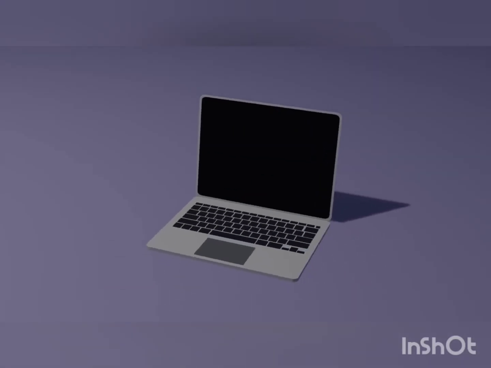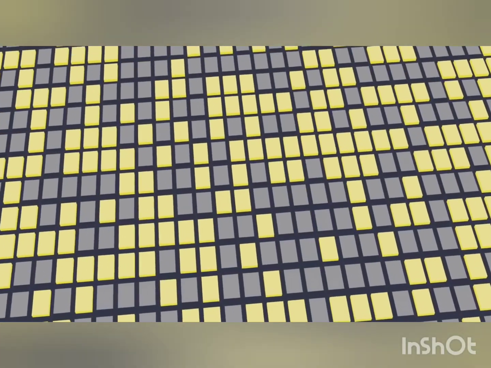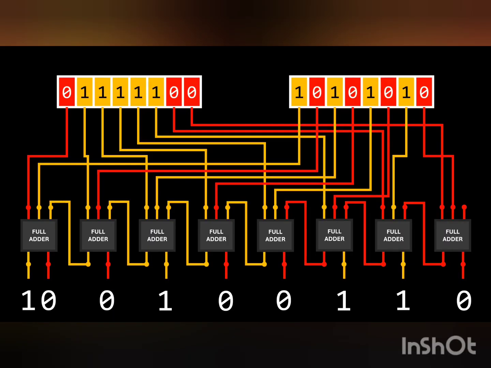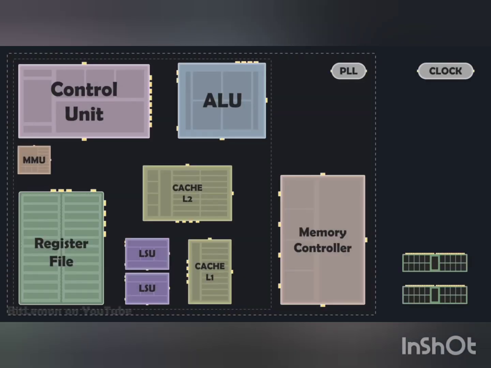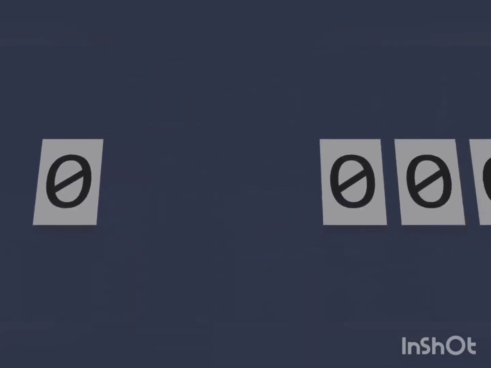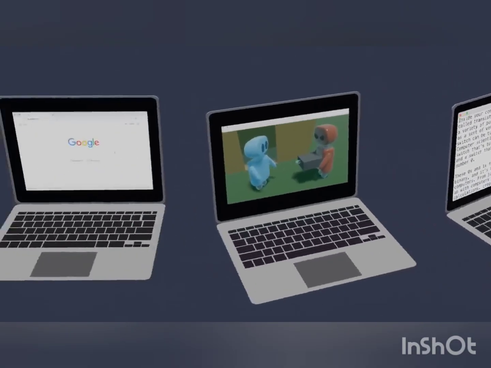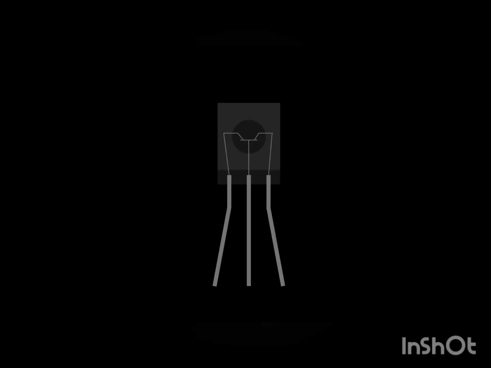Before computers can think, they must decide. At the heart of every digital system lies a simple concept: binary logic. Everything is reduced to two states, 1 or 0, true or false. But how does a machine physically represent these states? The answer is the transistor.